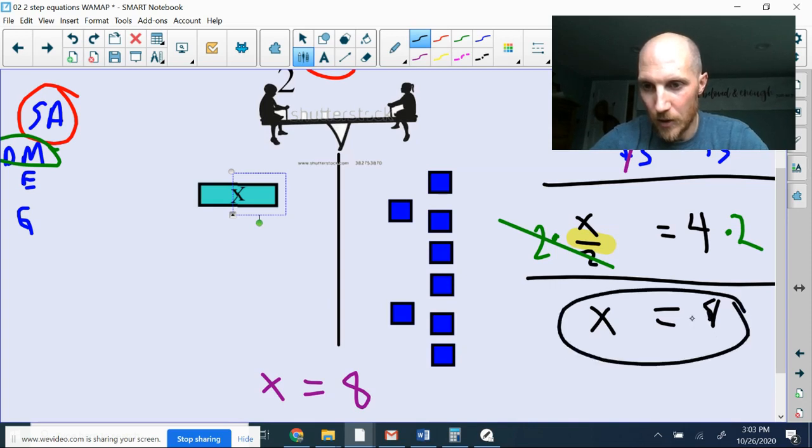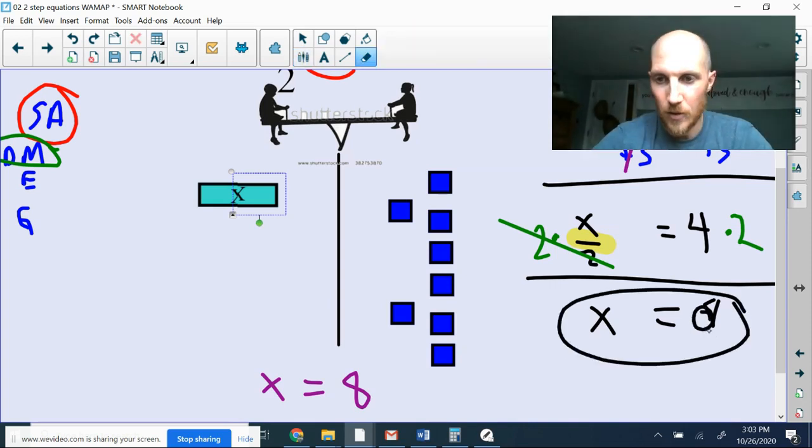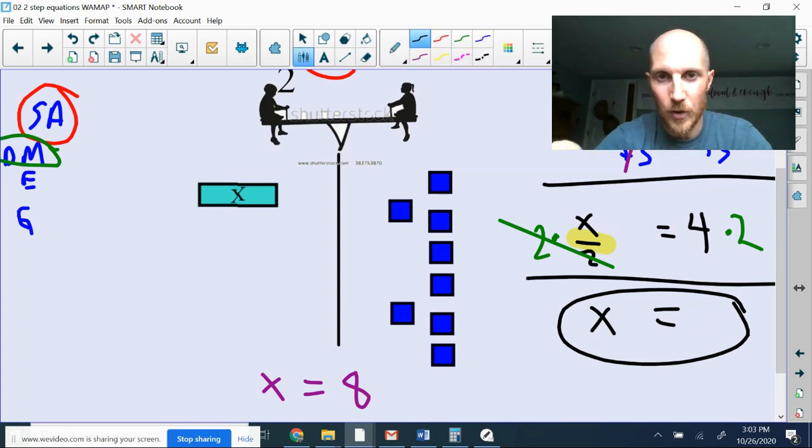Oh, that is not a good looking 8. That is still not a good looking 8. We can't finish the problem until it's got a legible answer, right? That's some sort of rule.